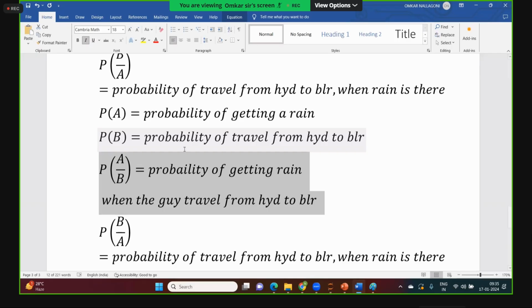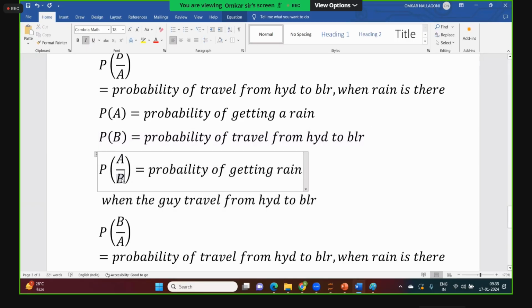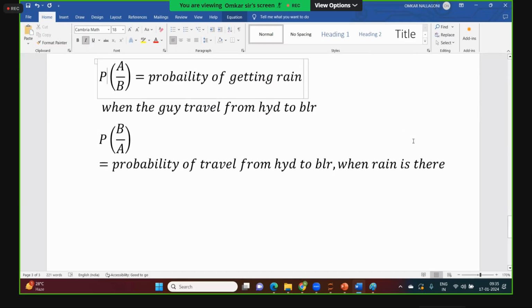So both are individual. When you are combining, always remember P of A by B is the conditional probability. That means you are talking about A, and that depends on B. That means B comes first, then you think about A later. Understood, Avesh?